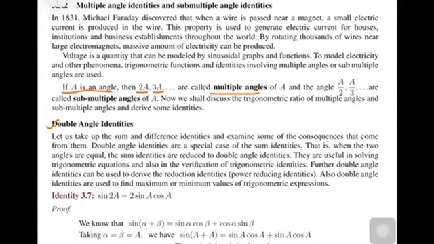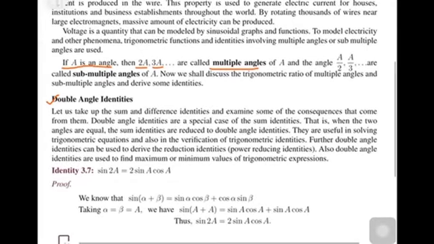If A is the angle, 2A gives the double angle identities. For all trigonometric ratios, we are going to find the double angle identities. Sin 2A. What is sin 2A? Here we are using the sin A plus B formula. Sin alpha plus beta is equal to sin alpha cos beta plus cos alpha sin beta. Here we take alpha and beta as A.